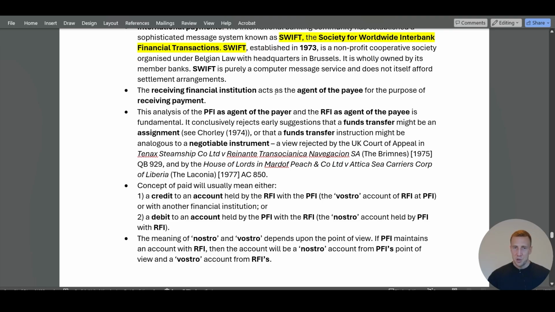So the receiving financial institution acts as the agent of the payee for the purpose of receiving payment. This analysis of the payer's financial institution as agent of the payer, and the receiving financial institution as the agent of the payee, is fundamental. It conclusively rejects early suggestions that a funds transfer might be an assignment, or that a funds transfer instruction might be analogous to a negotiable instrument, a view rejected by the UK Court of Appeal in that particular case.